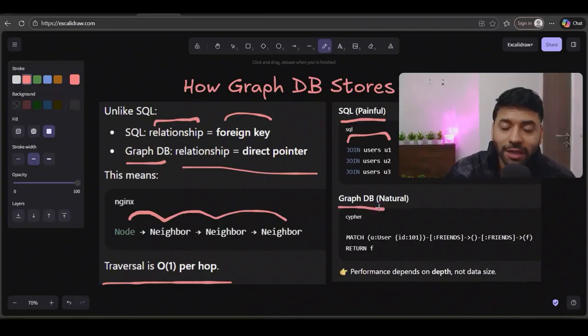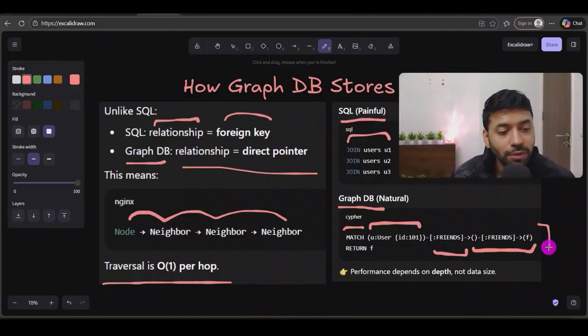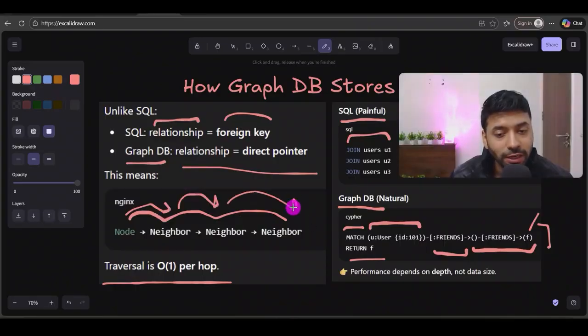Whereas the graph database is built for this kind of thing. We can do something like MATCH. This is the first node which has the property ID 101, and then we are specifying the edge, which is friends, defining the relationship, and then we say we have to go friends of friends. Here you would have to do the join operation thrice, but here you are using direct pointers. This complete query will return you this friend. So overall every hop is O(1), right? The performance will depend on the depth, how many levels you are going, and not the data size.